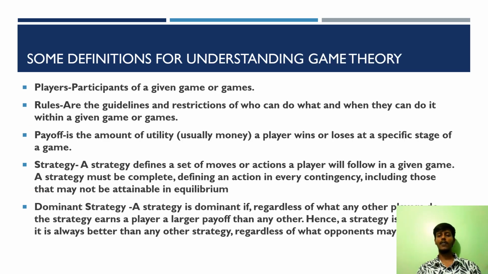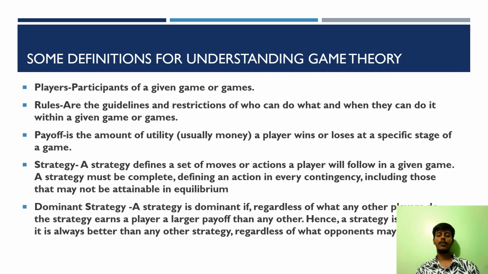Some definitions for understanding game theory. Players are the participants of a given game. Rules are the guidelines and restrictions of who can do what and when they can do it within a given game. Payoff is the amount of utility, usually money, a player wins or loses at a specific stage of a game.